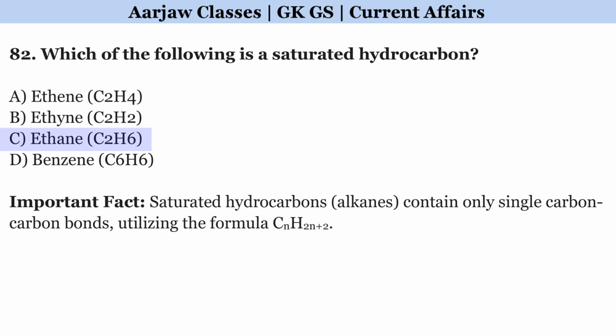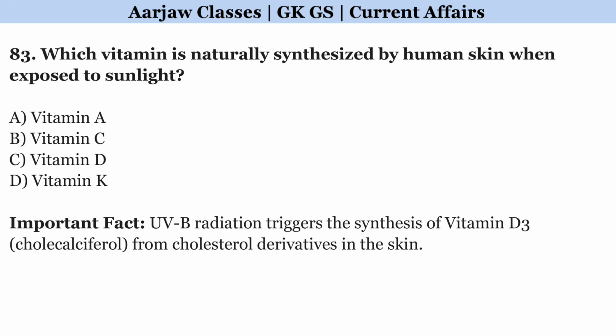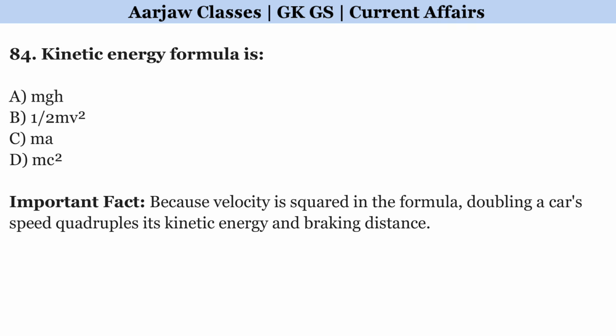Correct option is C. Ethane. Which vitamin is naturally synthesized by human skin when exposed to sunlight? Correct option is C. Vitamin D. Kinetic energy formula is? Correct option is B.